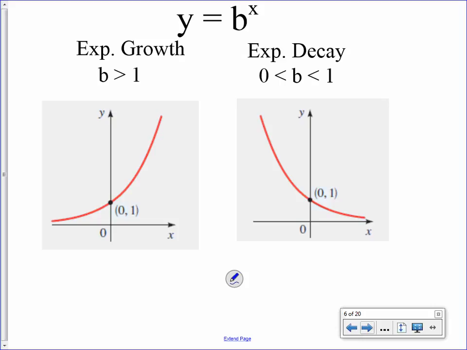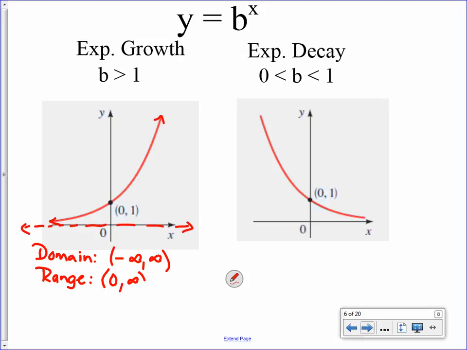Okay, let's run through some of the characteristics here. I do want to point out that these graphs have a horizontal asymptote, which is the x-axis. The domain is all real numbers. The range, though, is 0 to infinity, because you might notice that the graph is above the x-axis. It has an HA, which is y equals 0. And this particular graph is increasing.